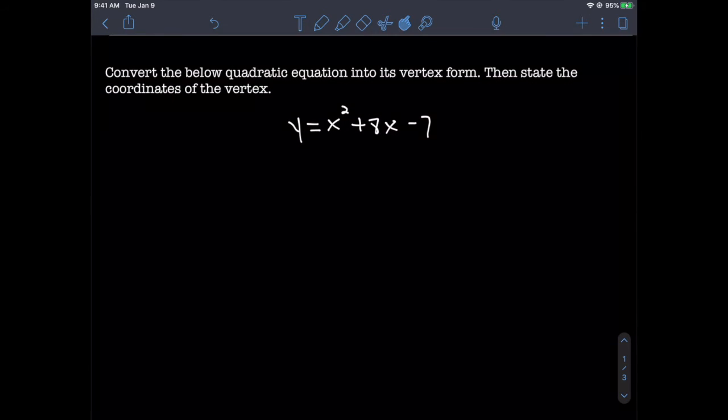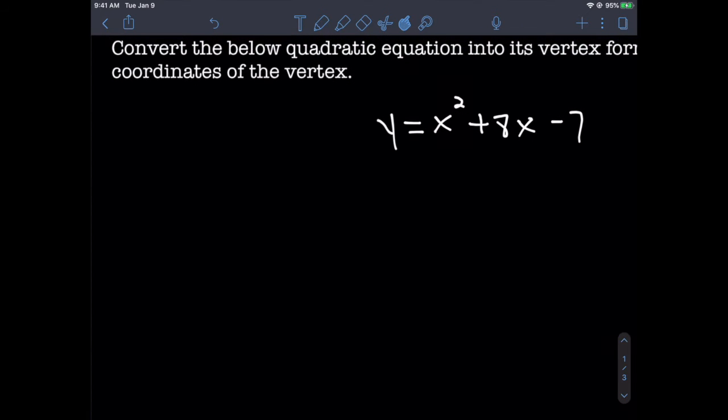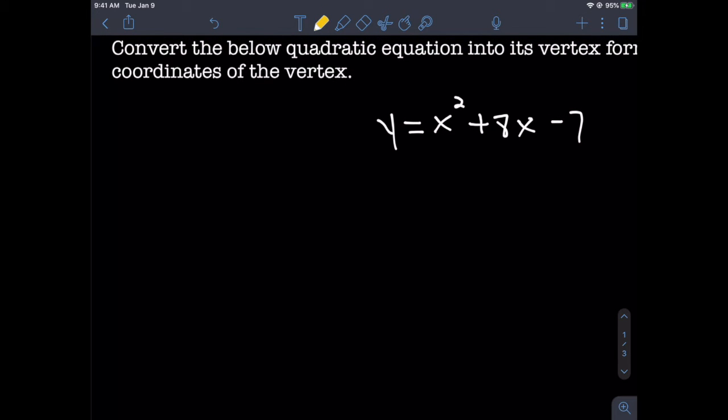We are asked to convert from standard quadratic form into vertex form, and then to state the coordinates of the vertex. We do this by first completing the square. And we begin that process by taking a look at the linear coefficient, in this case 8. We take that number and we divide it by 2. 8 divided by 2, of course, is equal to 4. We take that number and square it. 4 squared is equal to 16.